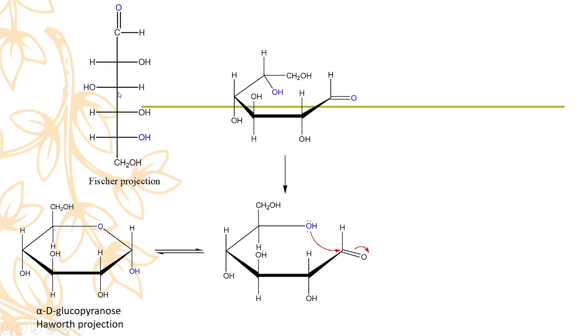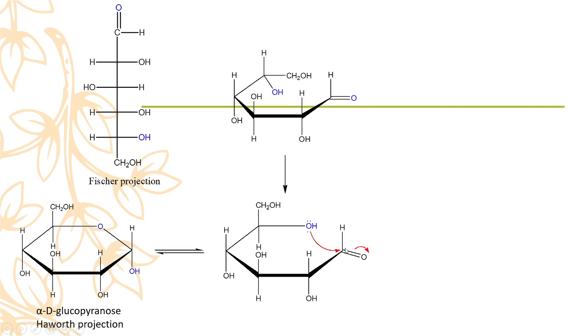And it is coming from the glucose molecule. Also, this OH group and this oxygen are trans to each other. Therefore, here the name is alpha D-glucopyranose Haworth projection. This is the Fischer projection and this one is a Haworth projection.